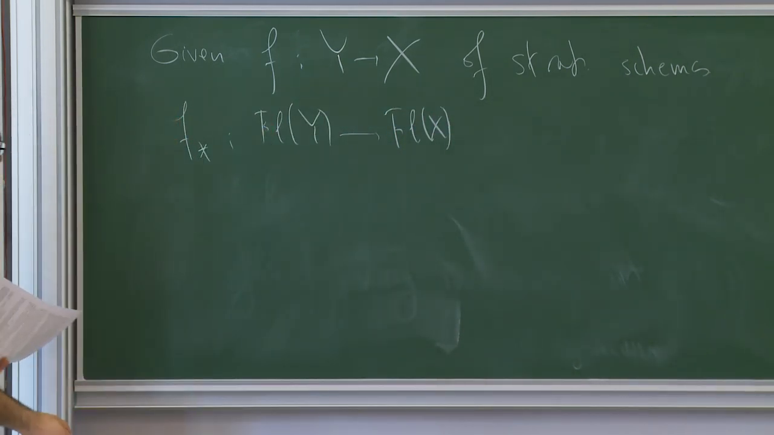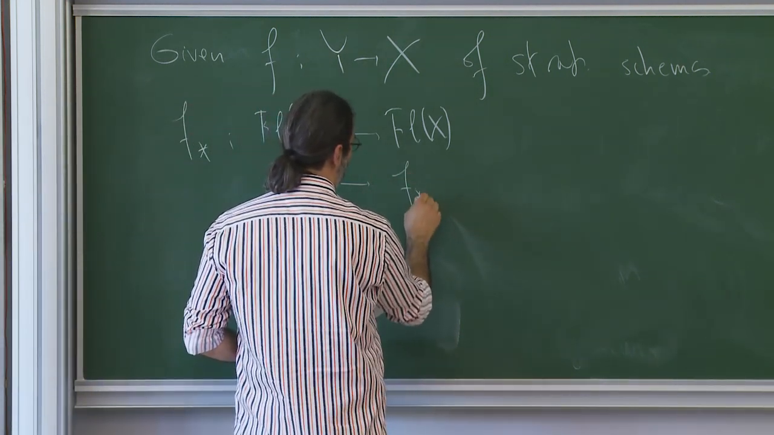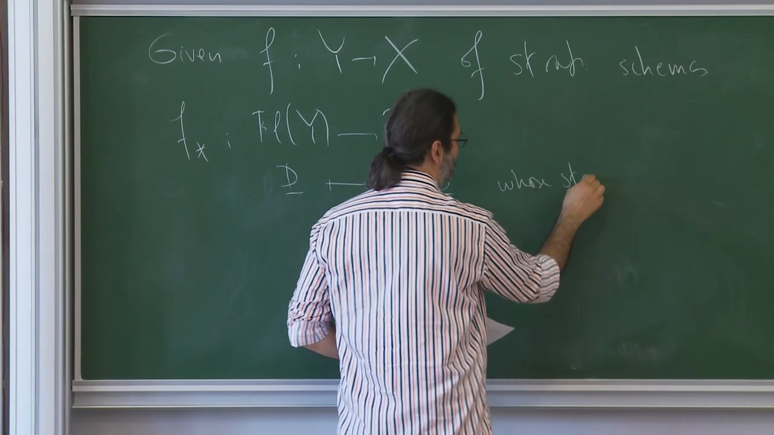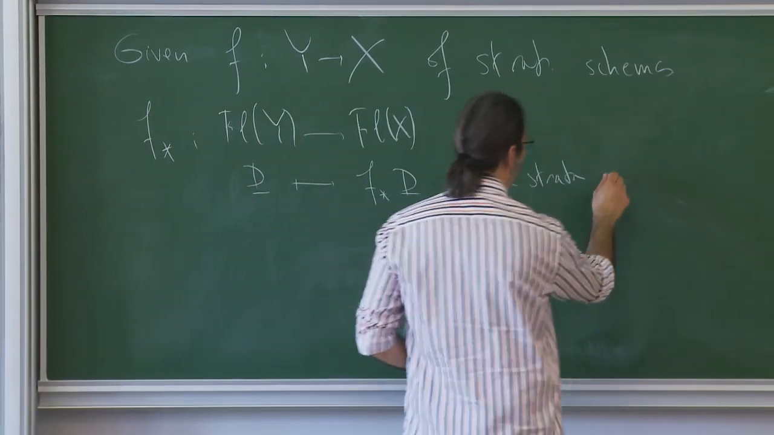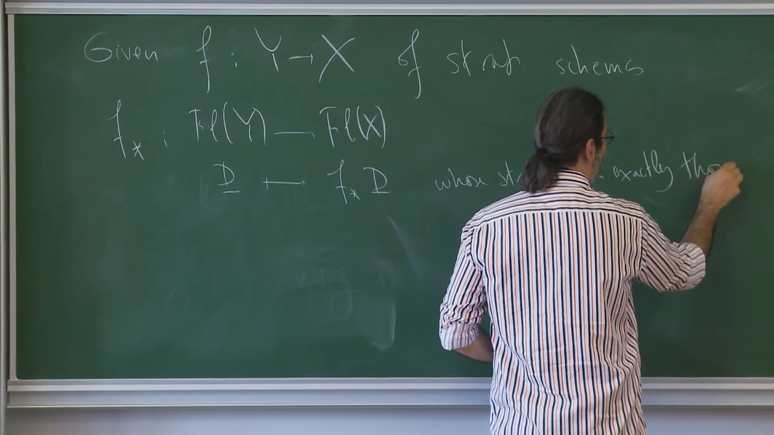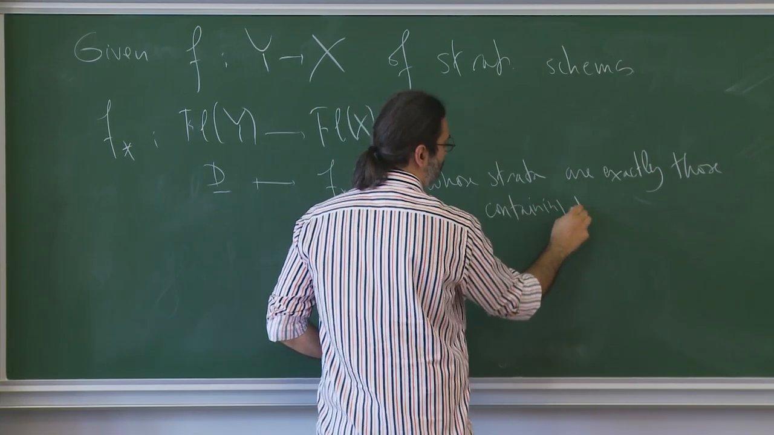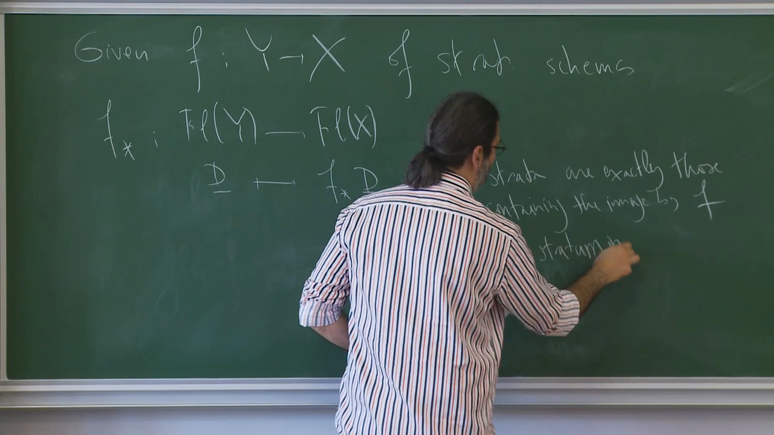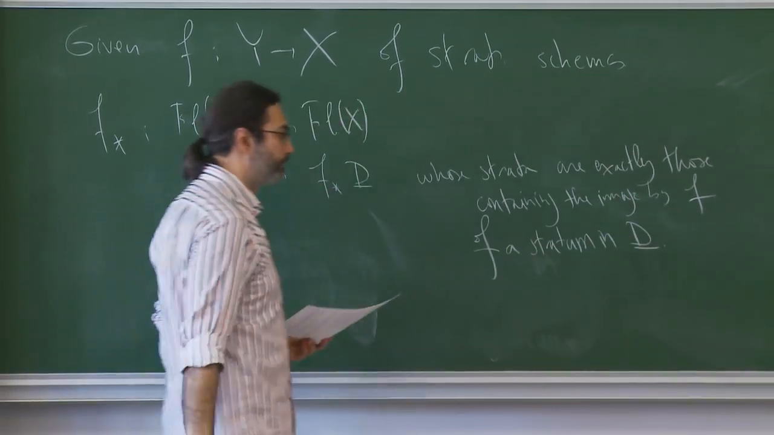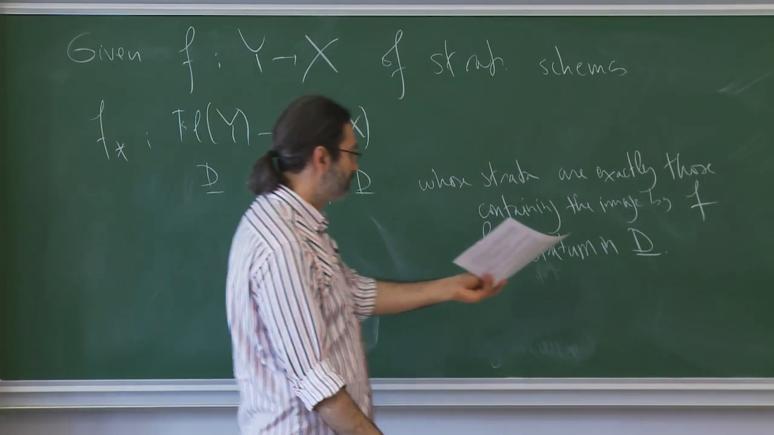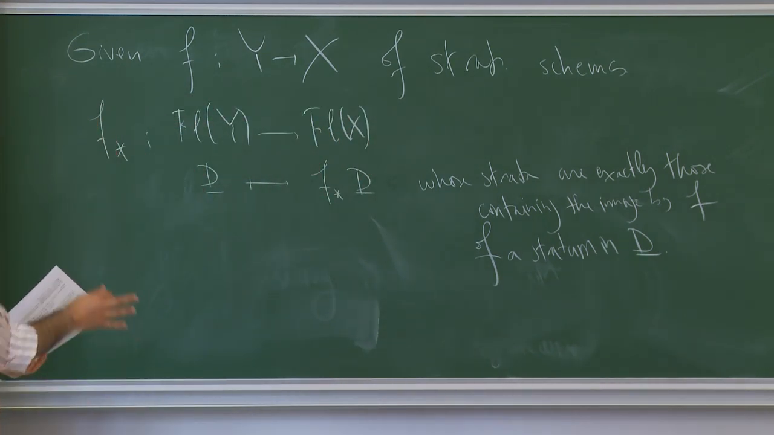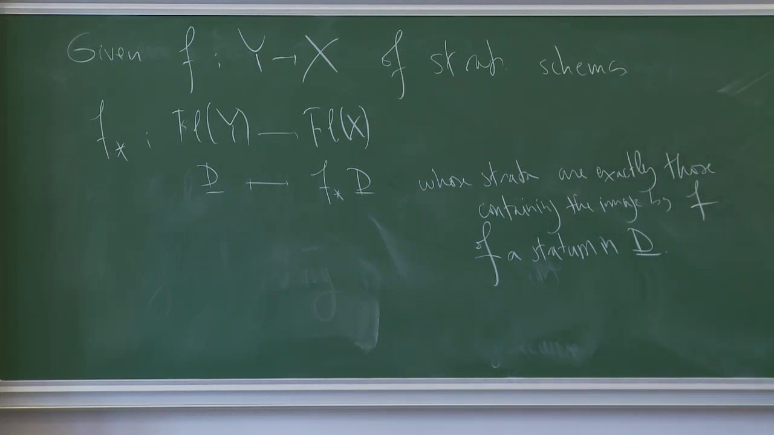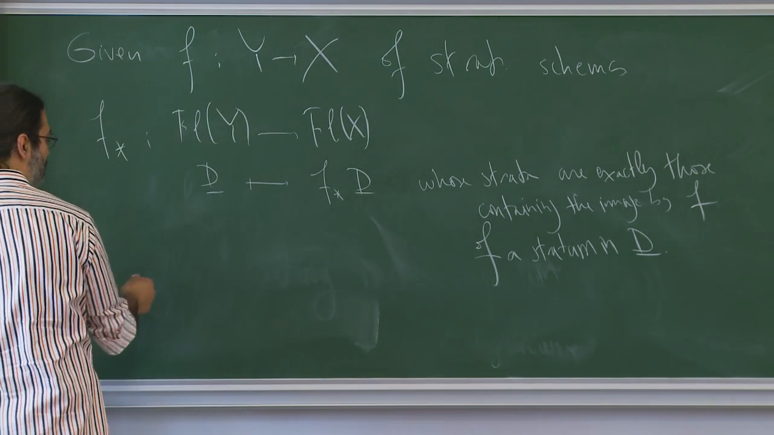A direct image of flags. It takes D to something, where the strata which make this flag are exactly those containing the image by f of a stratum appearing in D. So we look at the images of the strata that are in D, and then we just remove the repetitions, and this will give me a flag in X. So this is this simple construction.